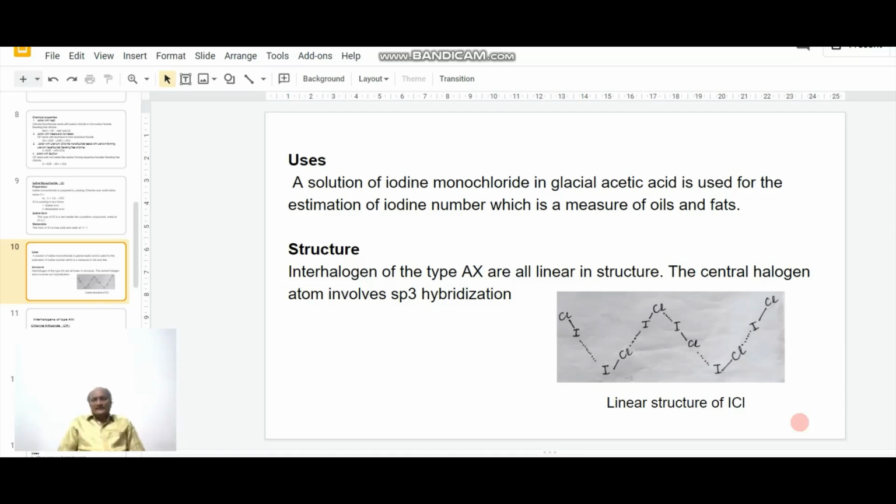So this is regarding the interhalogen compound of the type AX, particularly chlorine monofluoride and iodine monochloride, its preparation, its properties, their uses, and the structure of iodine monochloride.